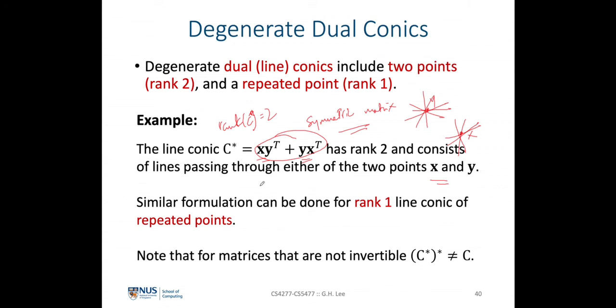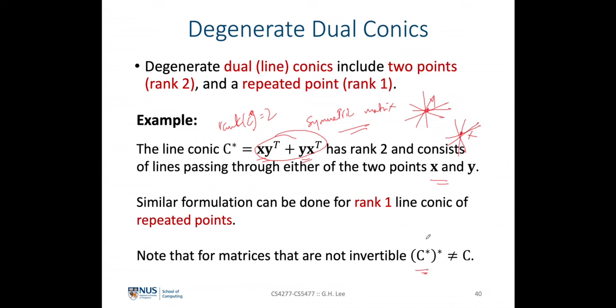So I won't go into the proof, or I won't show that this is indeed the set of points, because as I mentioned earlier, the duality principle means that as long as I've shown it for the point conics, the same relation should also hold for the dual line conics over here.